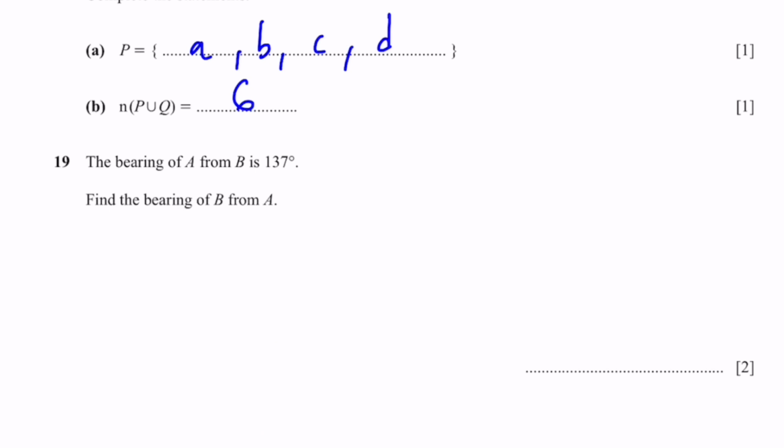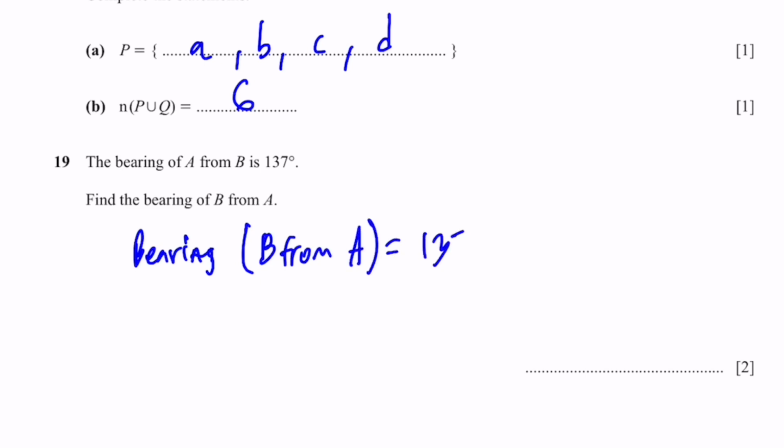Question 19. The bearing of A from B is 137 degrees. Find the bearing of B from A. Because this value is less than 180, we have to do bearing of B from A is equal to 137 plus 180, which is equal to 317 degrees.